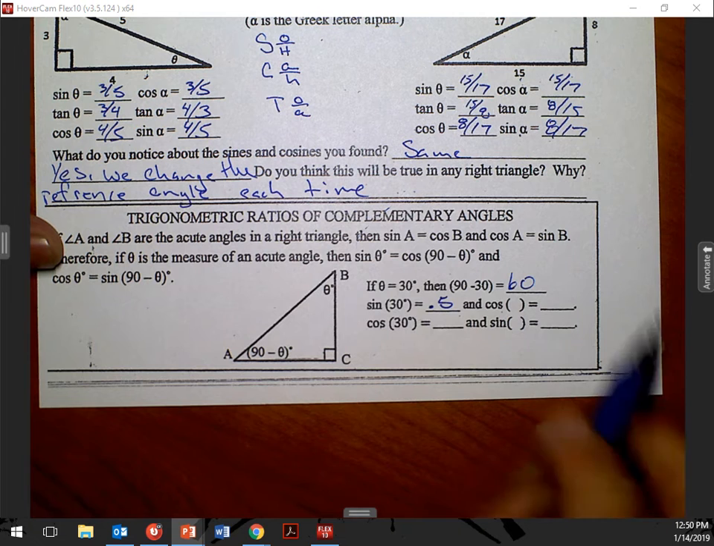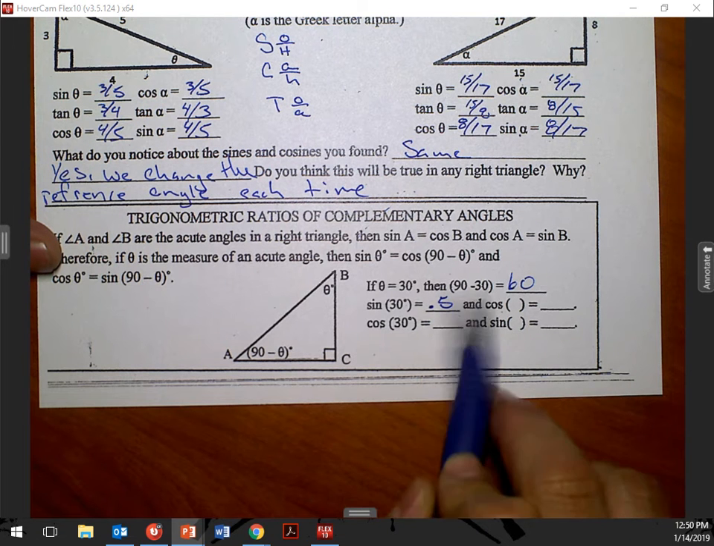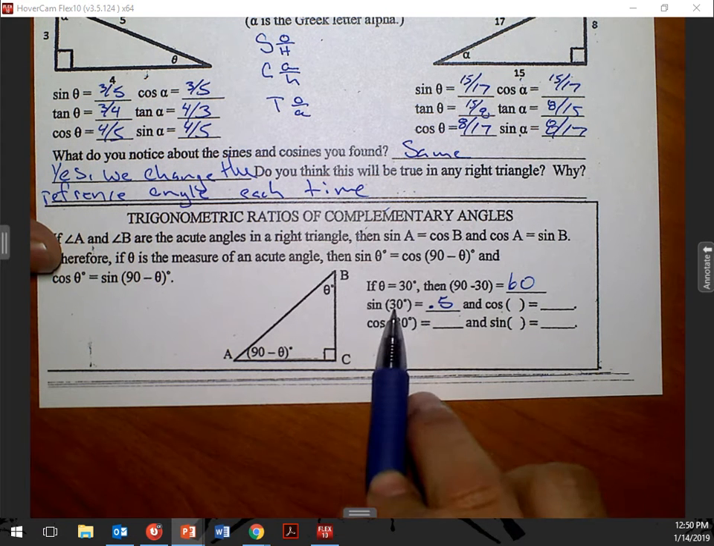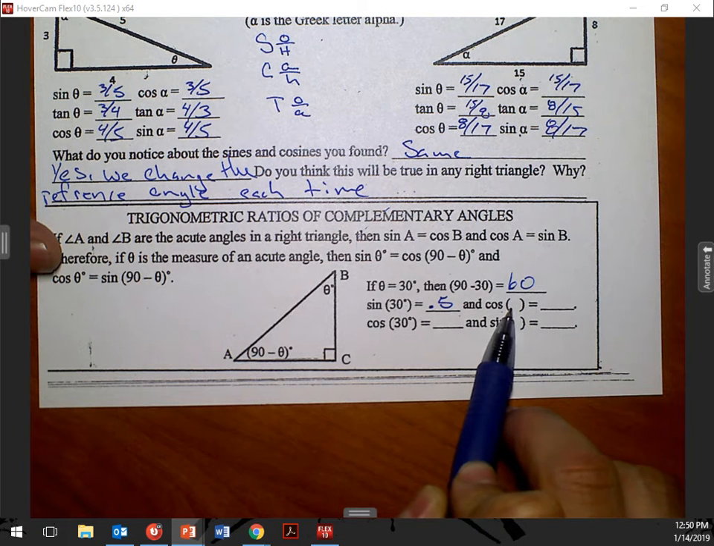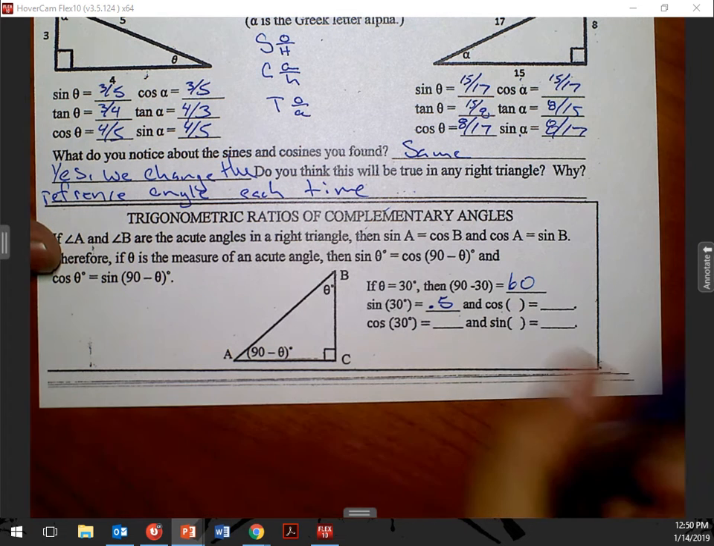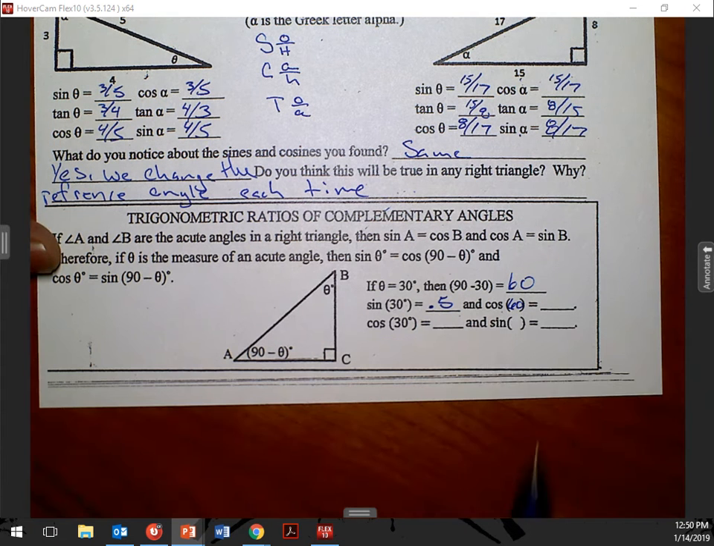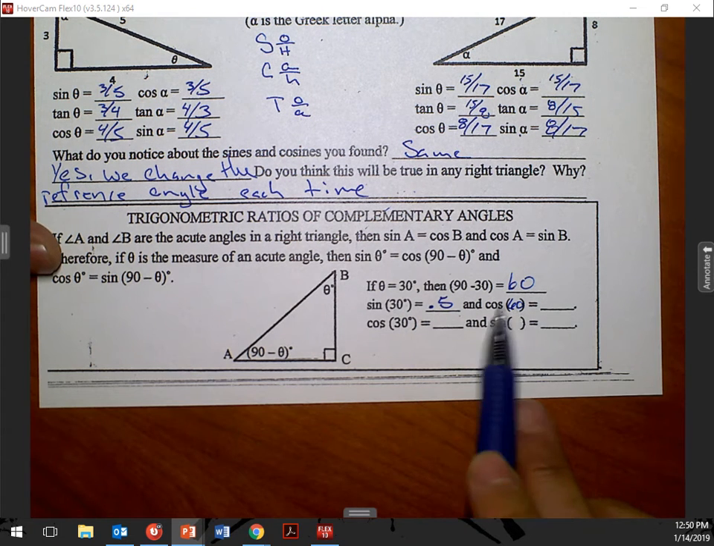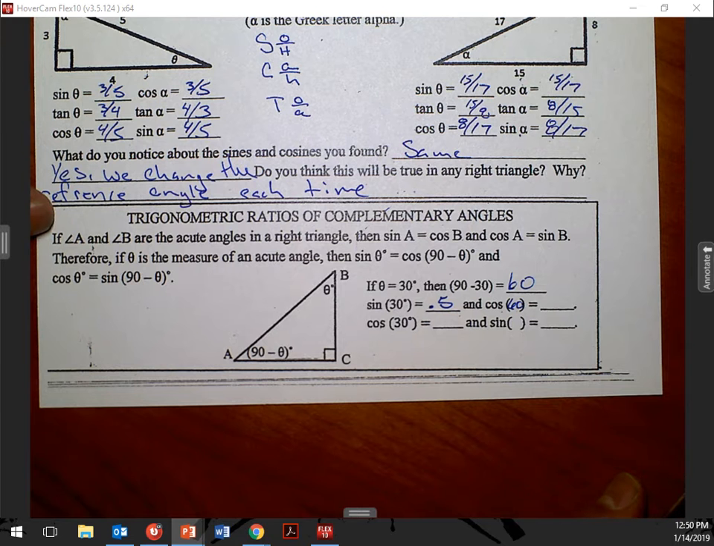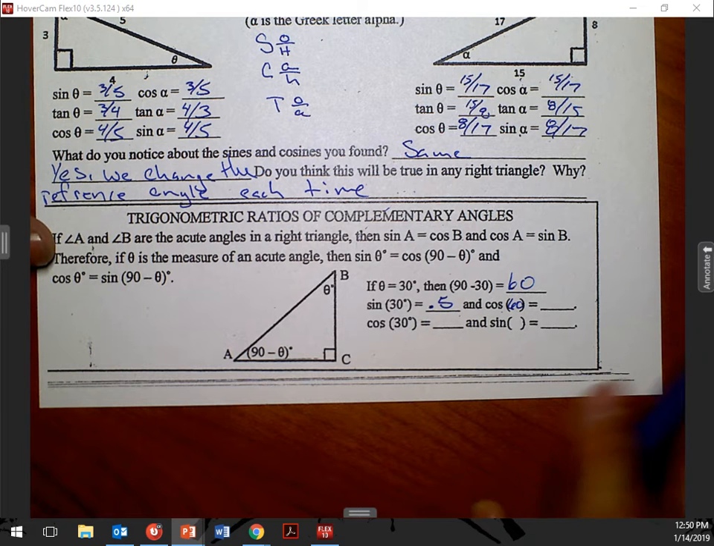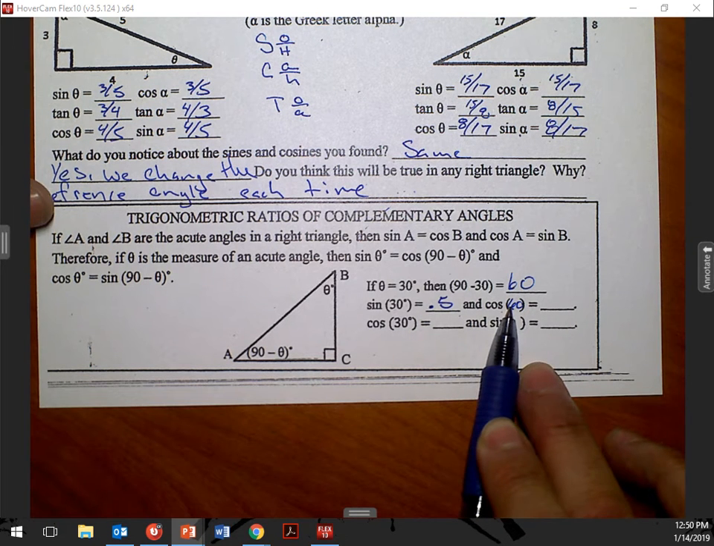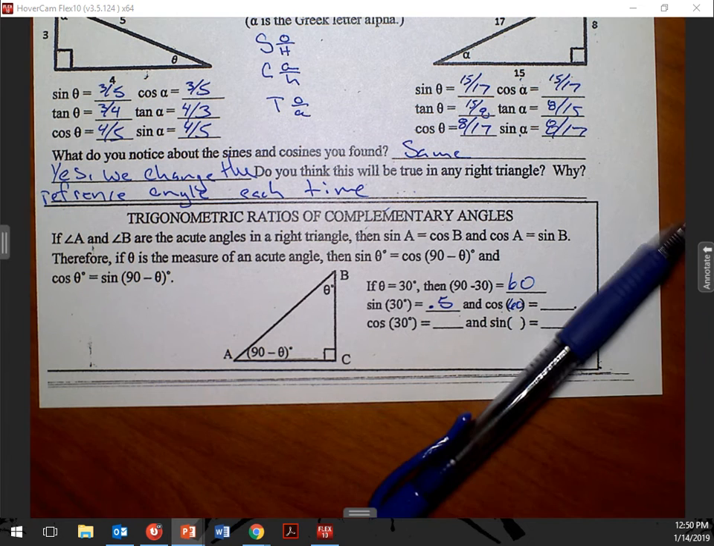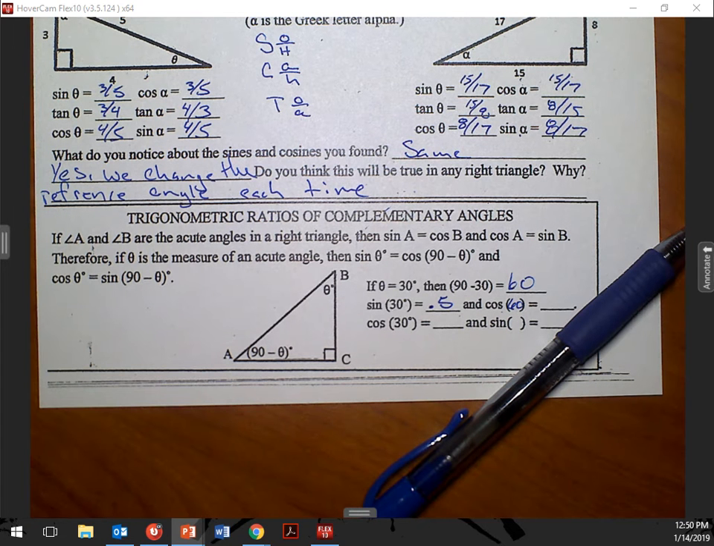All right, so what was my other angle? If this angle's 30, this angle here is 60. Very good. Now, this I want you guys to do. What's cosine of 60? Plug it in your calculator right now. Don't just stare at me awkwardly. Mr. Bushra, pick up the calculator. 0.5.